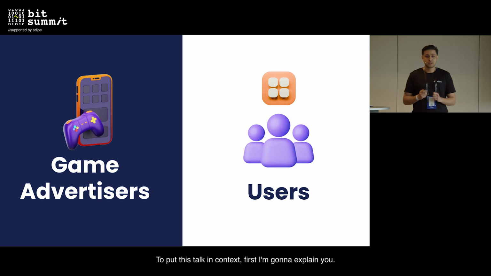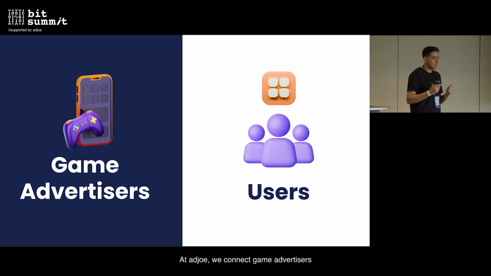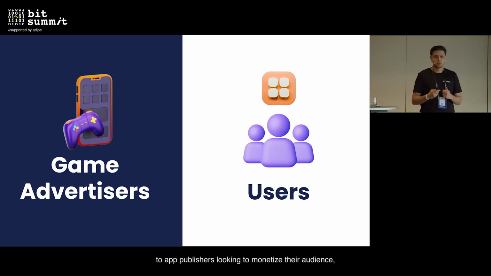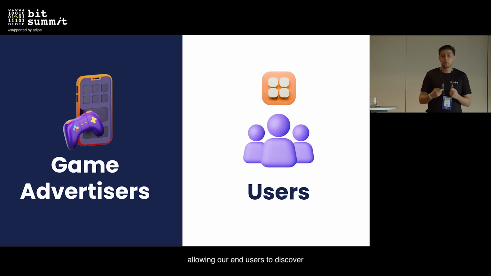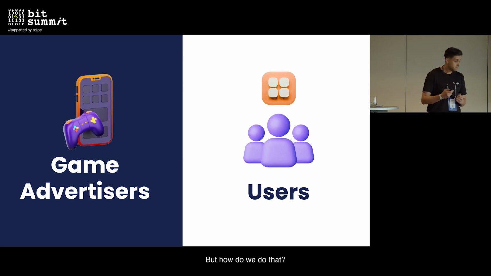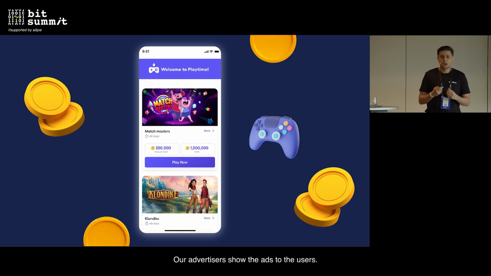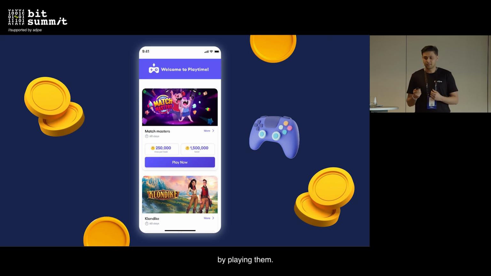To put this talk in context, first I'm gonna explain what we do at adjoe. At adjoe, we connect game advertisers to app publishers looking to monetize their audience, allowing our end users to discover new games and earn rewards by playing them. But how do we do that? We do it through our solution called Playtime. What is Playtime? Our advertisers show the ads to the users. Users see the ads, install the game, and earn rewards with playing them.